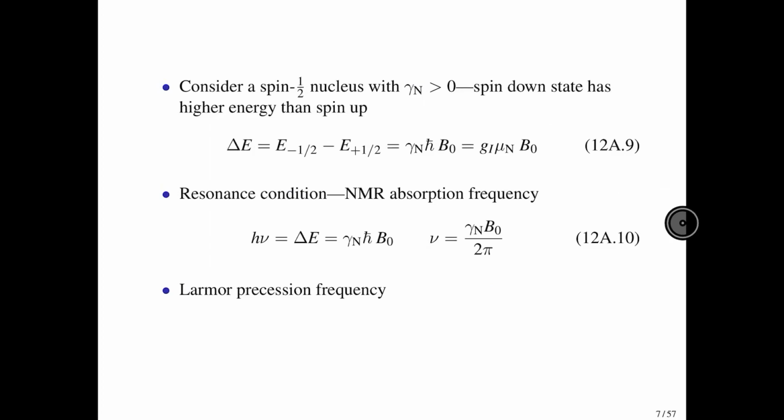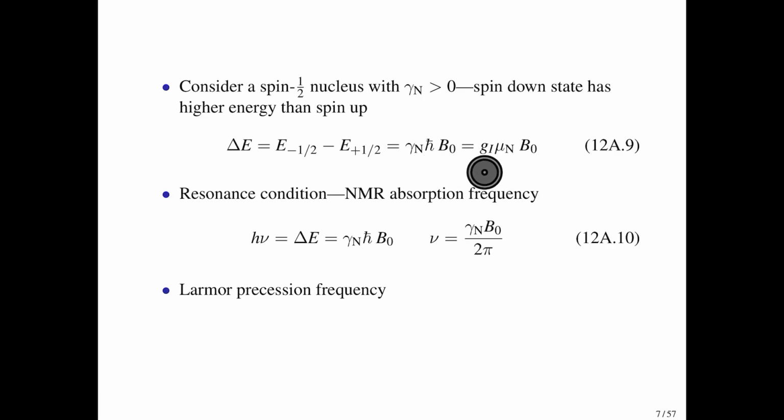Okay, so what we'll do is consider a spin 1/2 nucleus. A spin 1/2 nucleus has two states, a spin up state and a spin down state. The spin down state has a higher energy than the spin up state when the magnetogyric ratio is positive. And so we'll calculate the difference in energy between the spin down state and the spin up state. We just plug into this expression the formula for the energy levels, and you wind up with this expression here, expressed in terms of the magnetogyric ratio, or you can express it in terms of the nuclear G factor, if you like. They're both equivalent to one another.